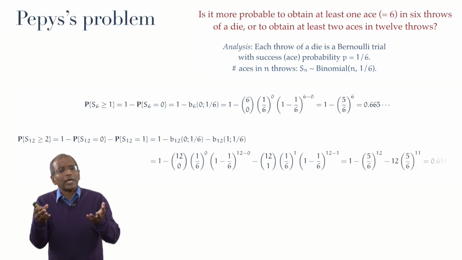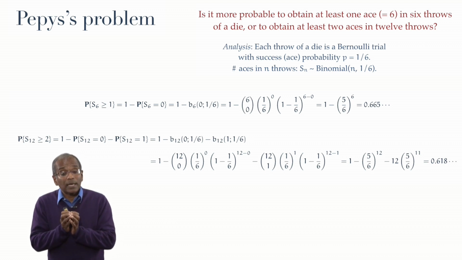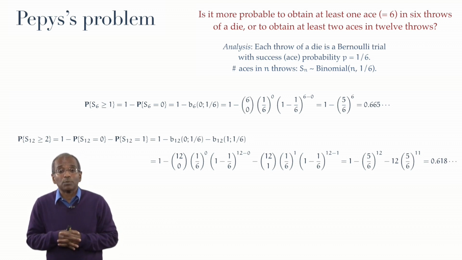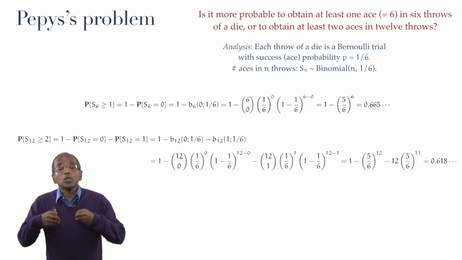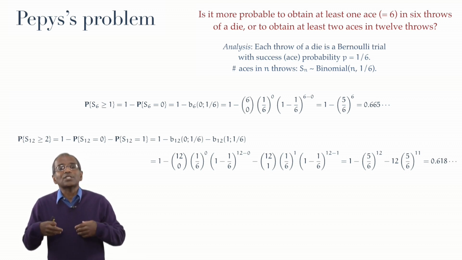And we evaluate it, and we find it's of order about 62%. In fact, as Newton found and proclaimed to Pepys, it is somewhat more likely that you get at least 1 ace in 6 throws than that you get at least 2 aces in 12 throws.